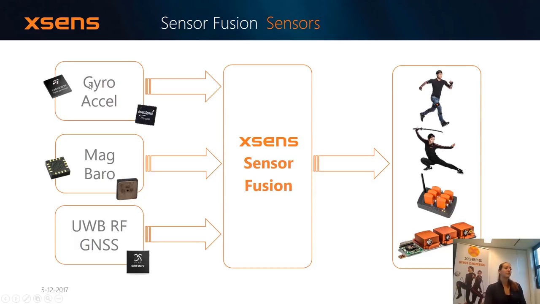So within every motion tracker, you will find a gyroscope, an accelerometer, a magnetometer, and a barometer. What happens next is we perform a sensor fusion. By sensor fusion, we mean that we fuse the data of these four sensory elements. We fuse that together to, in the end, create a 3D absolute Earth reference orientation.